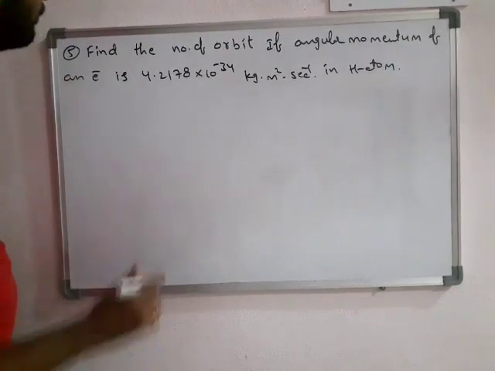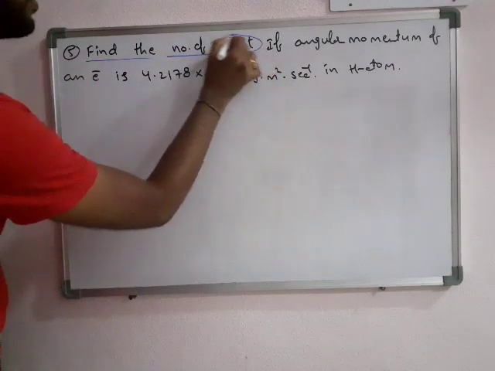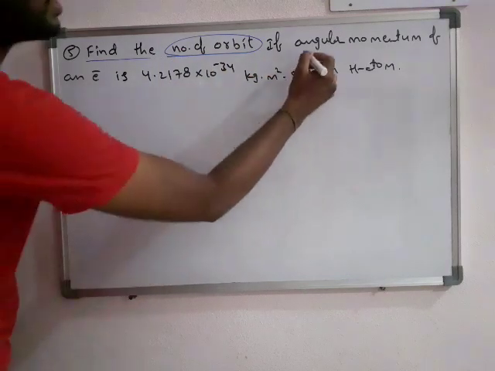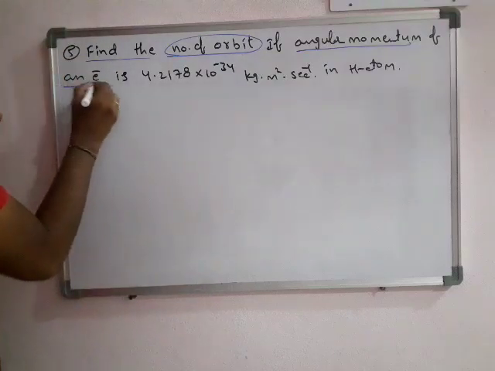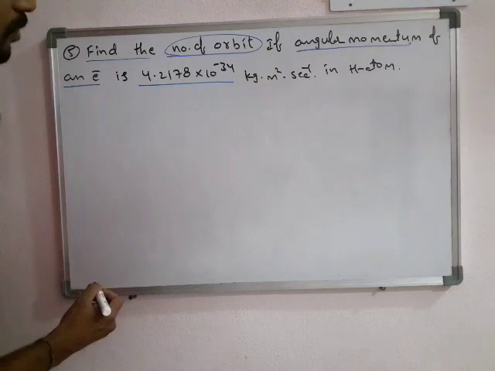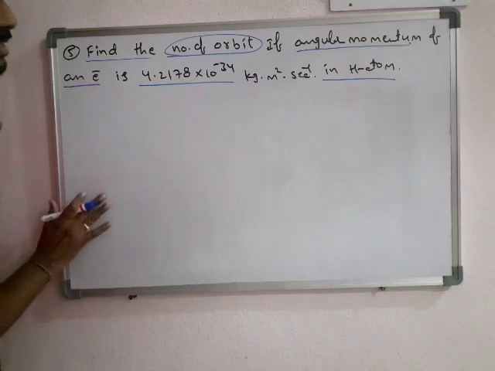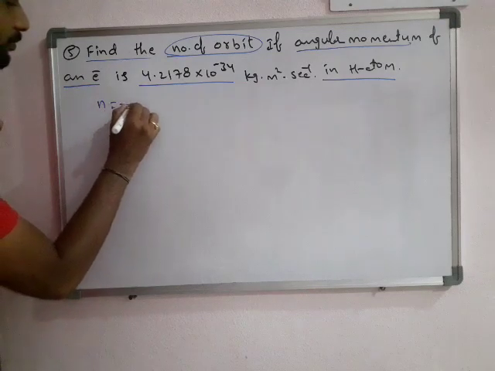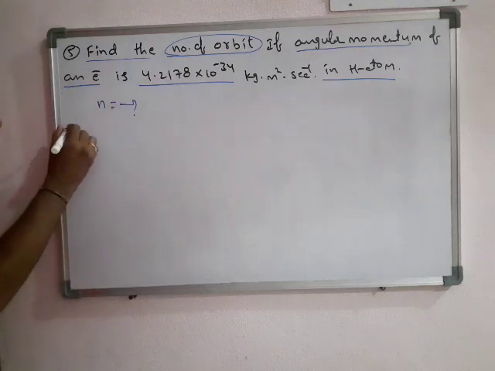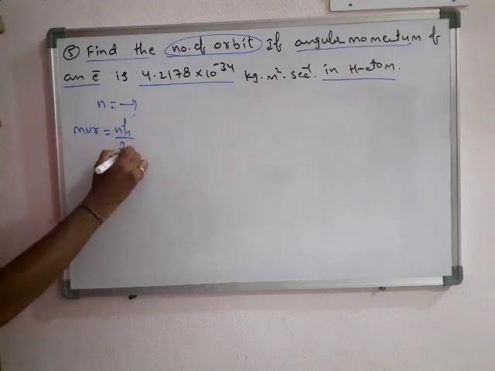So in this problem, it is given that we need to find the number of orbits, the n value. The given clue is the angular momentum of an electron is 4.21 into 10 power minus 34 kg meter square per second in a hydrogen atom. Means simple, we need to find the n value. The given clue is angular momentum. So what is the angular momentum equation? That is mvr is equal to nh by 2 pi.